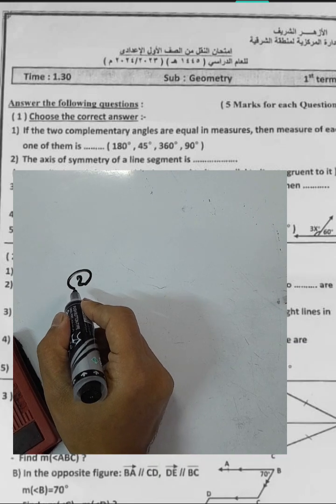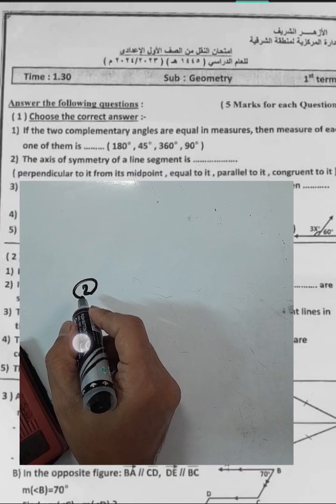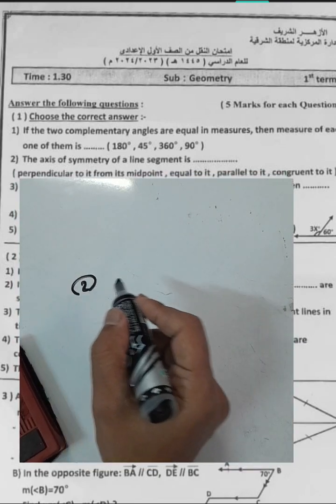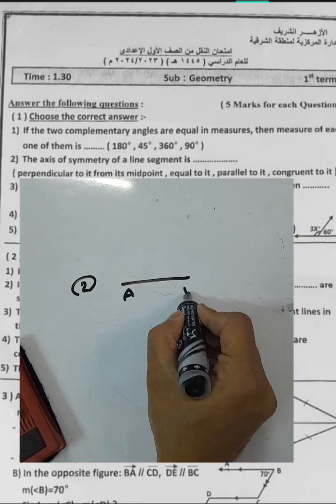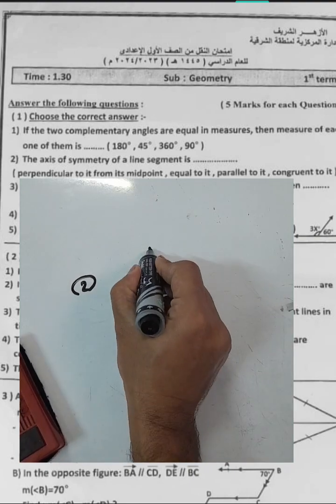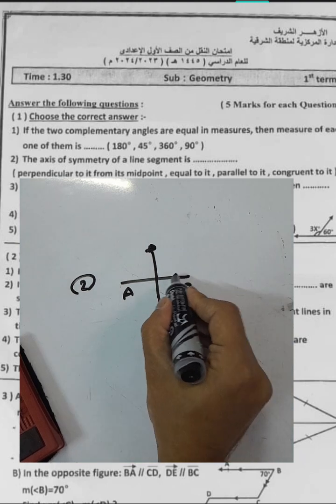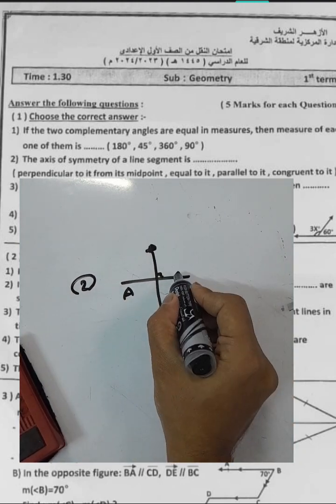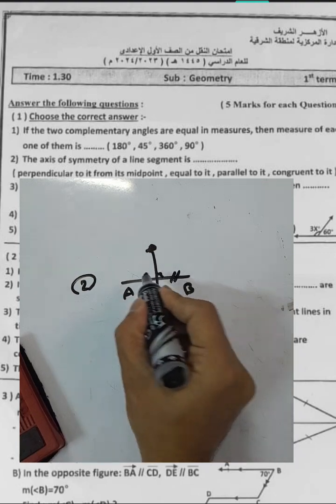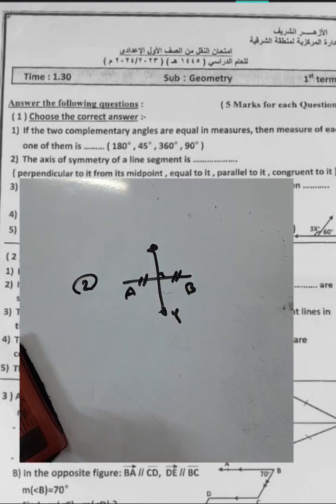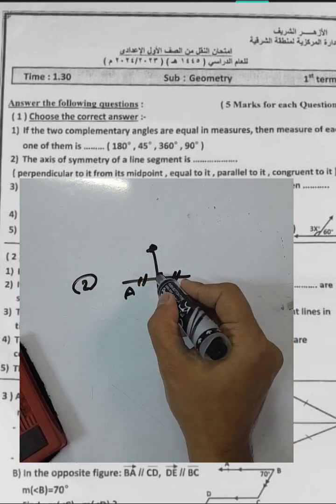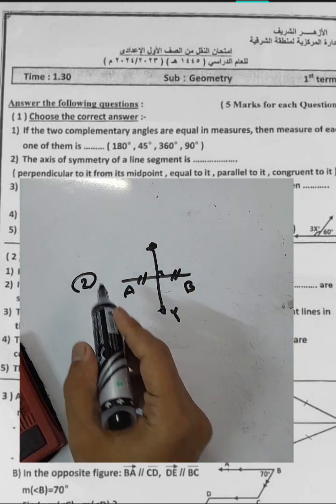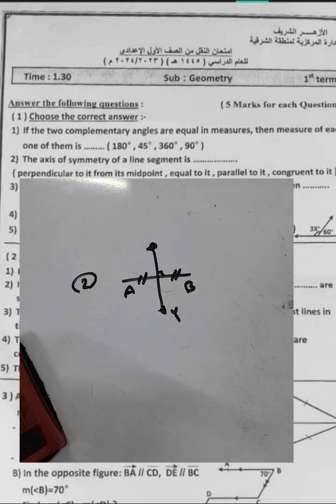Number 2: the axis of symmetry of a line segment is perpendicular to it from its midpoint. If we have line segment AB and the straight line Y is perpendicular to it, or the line of symmetry of AB, then Y will be perpendicular to line segment AB and divide it into equal parts. This point we call the midpoint. Then we must choose the first solution, perpendicular to it from its midpoint.